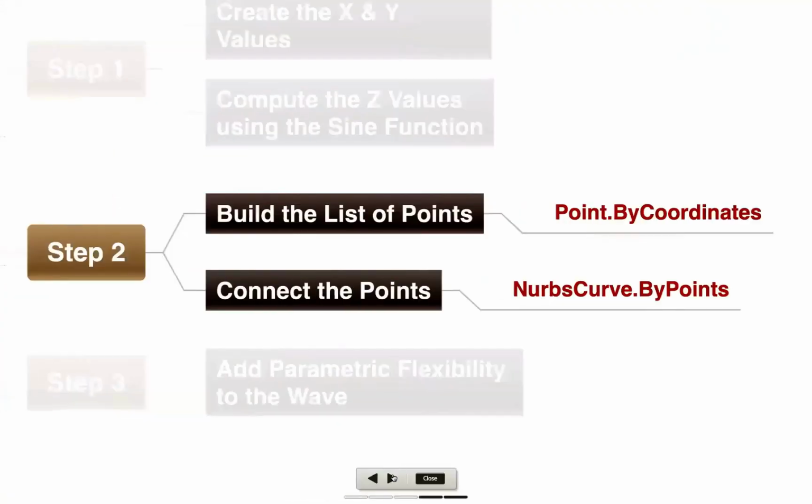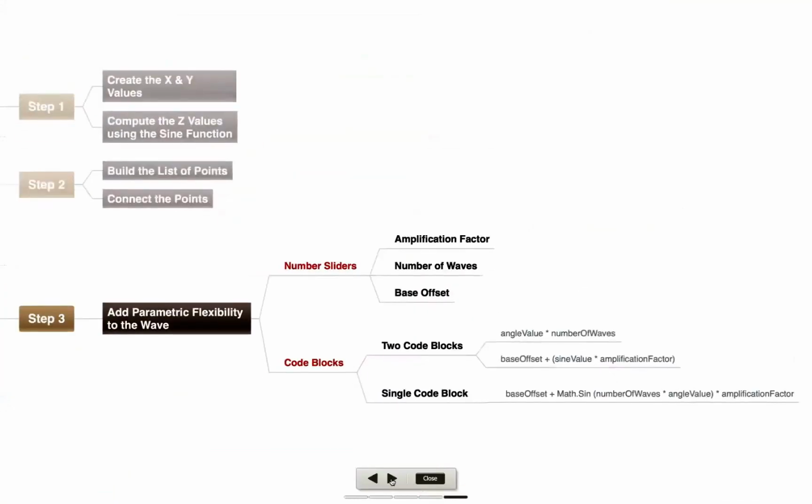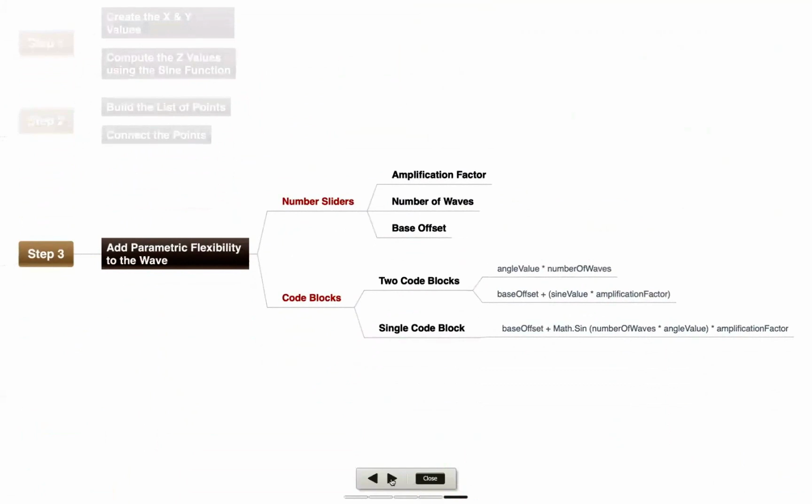And then finally, in the third step, we're going to go through and just add a little parametric flexibility to allow us to change the wave easily. So we'll set up some different number sliders for the amplification of the wave, maybe giving us the ability to increase the number of waves and even adding a base offset so that it's not down at 0, but we can raise it up off the ground a little bit.